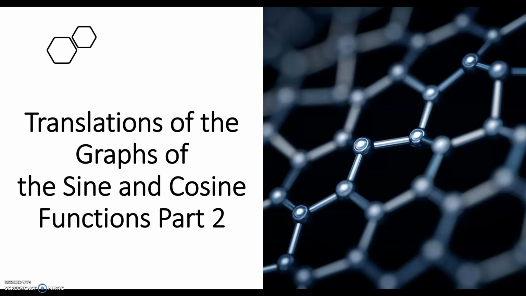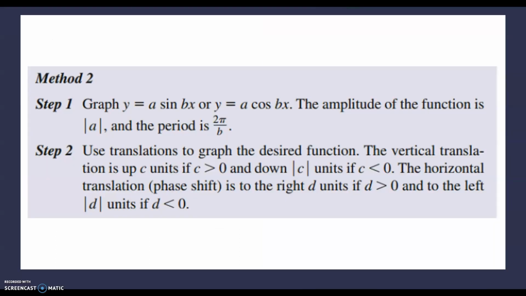Now, in this video, we're going to talk about a combination of a lot of different translations. So we're only going to look at one example: how to graph a sine or a cosine function when it has multiple different parts to it, multiple translations. And so let's jump right in and look at this example.